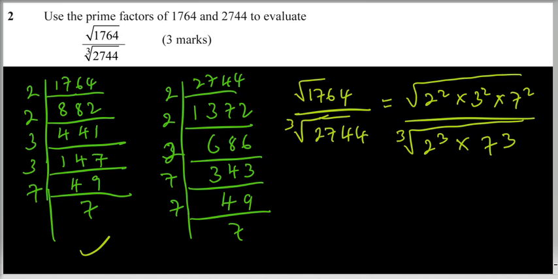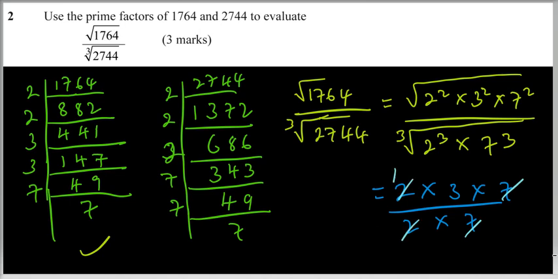Now here we are getting the square root. So the square root of 2 squared is 2 multiplied by the square root of 3 squared is 3 and the square root of 7 squared is 7. You divide by the cube root of 2 cubed is 2 multiplied by the cube root of 7 cubed is 7. So we can say here 7 divided by 7 is 1, 2 divided by 2 is 1, here we have 1. So our final answer we get is equals to 3.